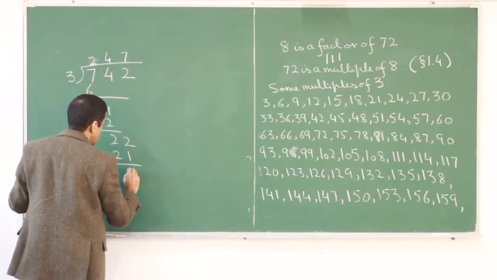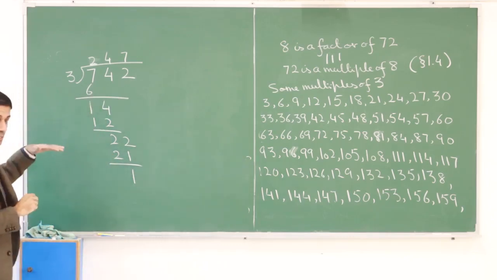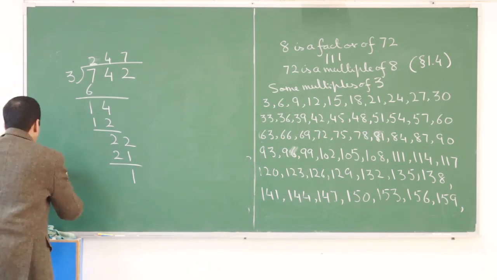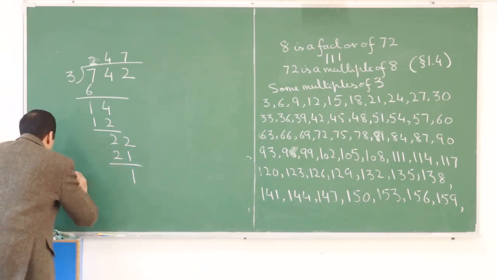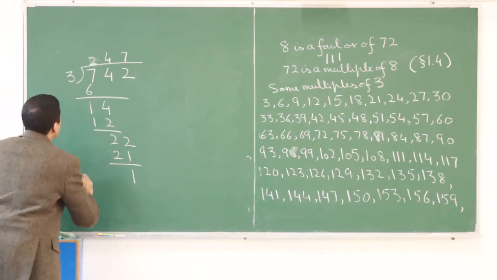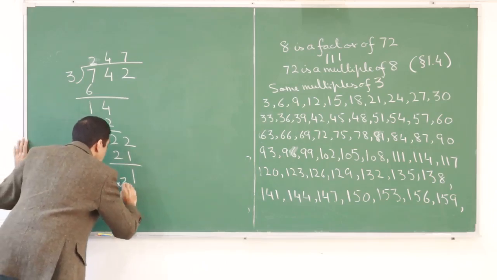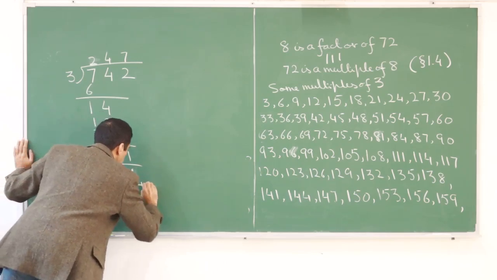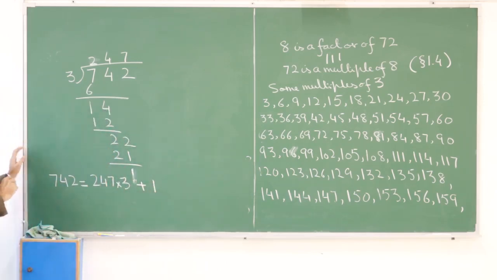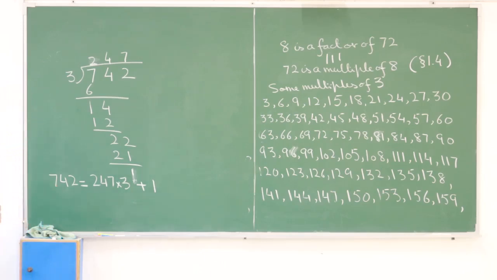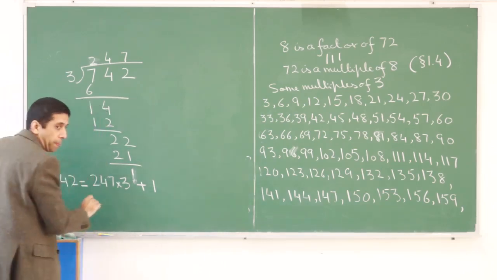If you don't know long division yet, we'll do long division in a second. Don't worry about it. But you can check if you want to that 742 is equal to 247 multiplied by 3 plus 1. So it does not divide by 3. So we have made a very interesting statement. And the statement is kind of cool.